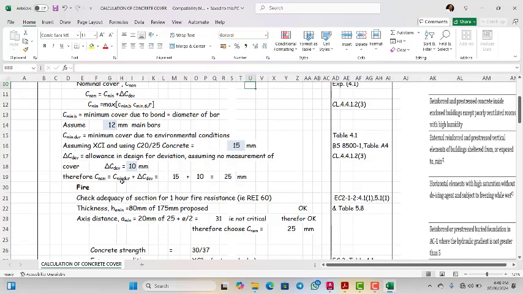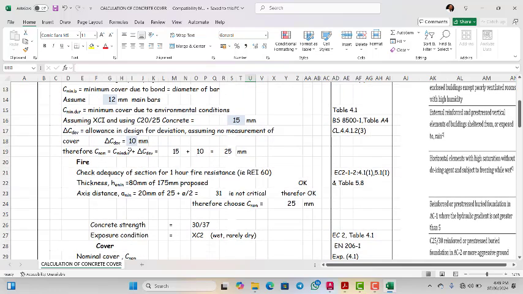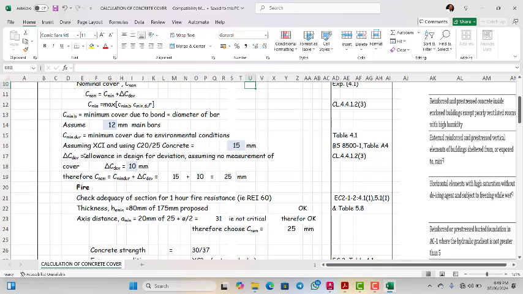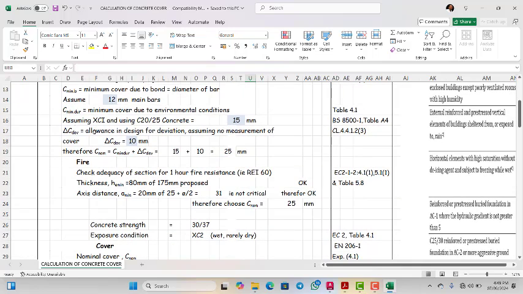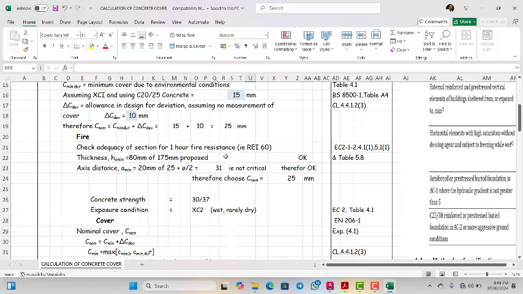Okay. So here, therefore, C norm will now become C mean plus the allowance in design due to deviation. Assuming there is no measurement of cover, we adopted 10. So when you add the C mean due to environmental condition and allowance in design for deviation, we now have 10 plus 15 plus 10, which gives us 25 as our cover.